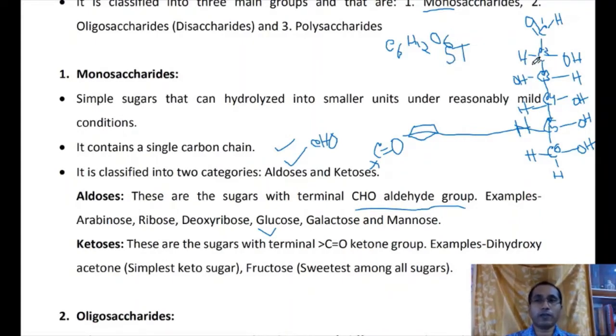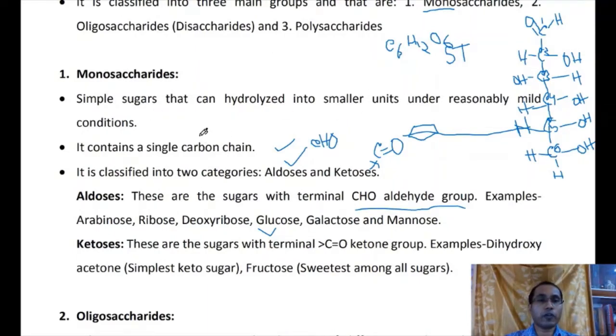If it is 3 carbon, that means triose. 4 carbon, tetrose. Triose, tetrose, pentose, hexose and heptose. These are the different things I can talk to you about in the oligosaccharides part.